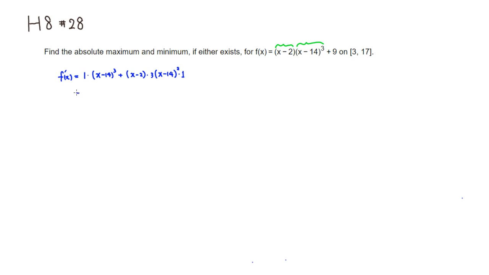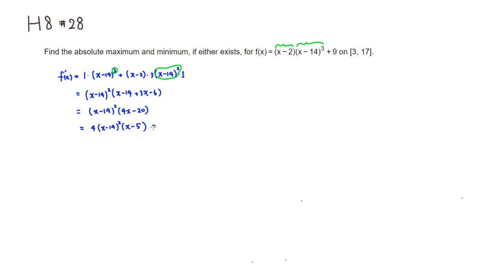So let's clean it up. The quantity x minus 14 squared is in common, so I'll circle this and pull that out. What's left is going to be another x minus 14 from the first term, and then you have a 3 times x minus 2, so it's plus 3x minus 6. If you clean it up, you get the quantity x minus 14 squared times 4x minus 20. And it looks like a 4 is in common, so we can pull 4 out from the second factor and you get x minus 5.